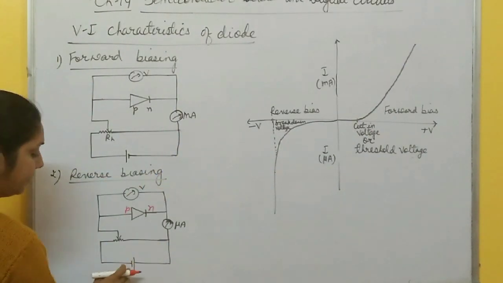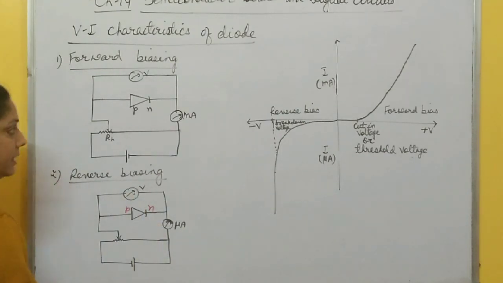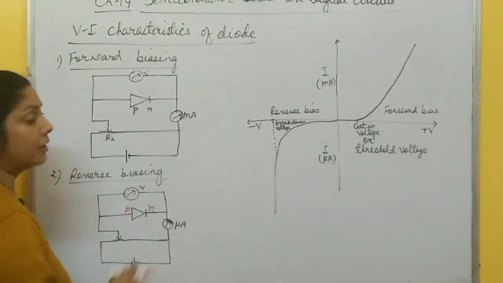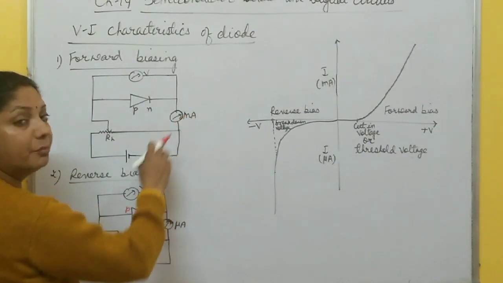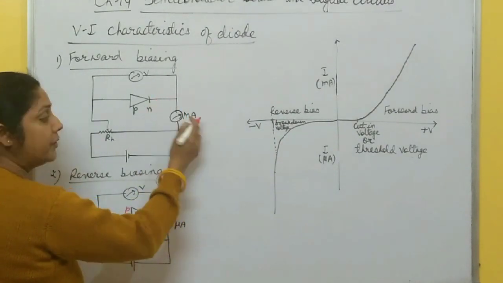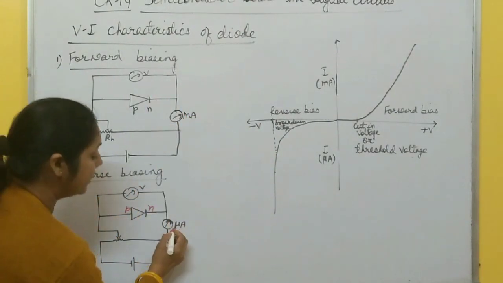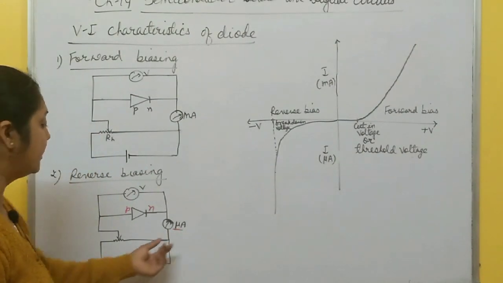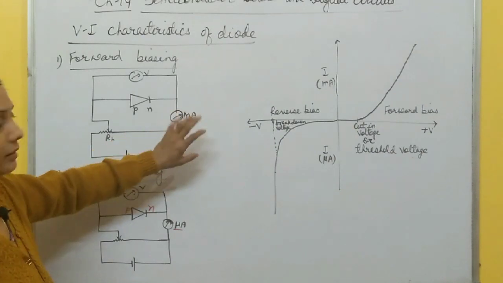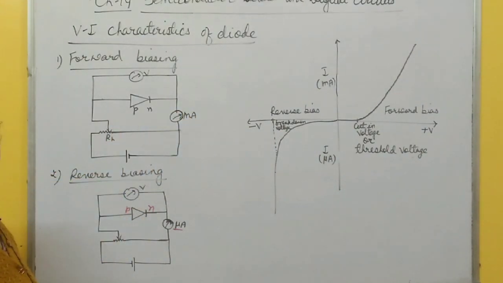In reverse biasing, the negative terminal of the battery is connected to the P side and the positive terminal is connected to the N side. Here a microammeter is connected to measure; in forward bias, a milliammeter, M for milli, is connected in series with the diode to measure current. And here a microammeter is connected, micro range. Why? Because this current is very small compared to the forward current, right?